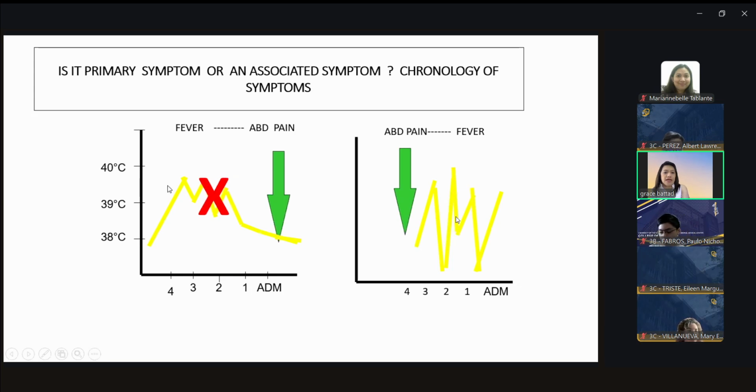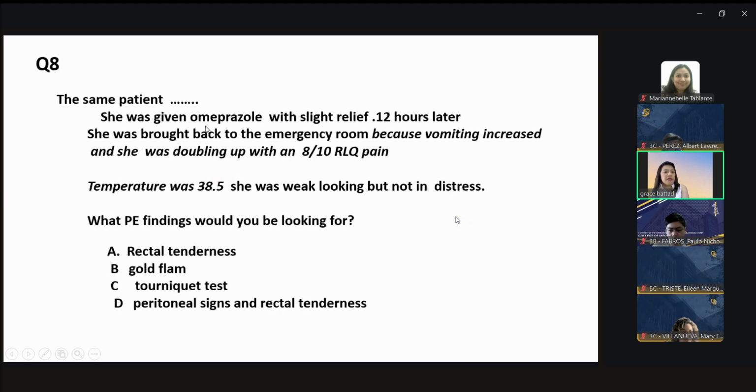So the patient had this pattern coming from the GI. Okay? So it was a GI becoming systemic. The patient was given something for peptic disease, omeprazole, the proton pump inhibitor. But 12 hours later, she was brought back to the emergency room because the pain became 8/10. Then there was vomiting and she was doubling up, and it went to the right lower quadrant area. Temperature was 38 degrees and she was looking very weak.